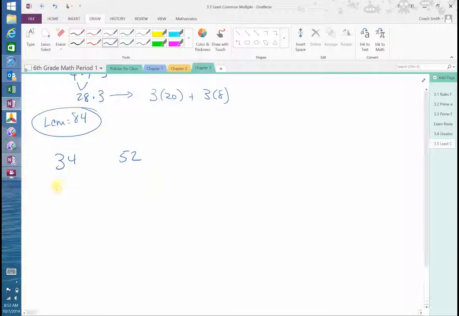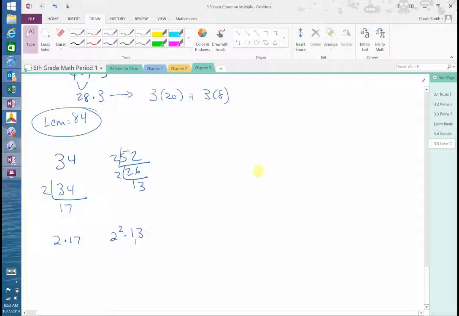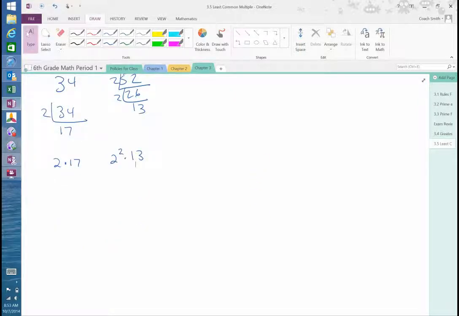Shortcut, we prime factor. 34 is 2 times 17. We prime factor 52. That'd be 2, 26, 2, 13. So 2 to the second times 13. Now, the prime numbers that are used, 2, 13, and 17. Those are the prime factors that are used in either of the prime factorizations. What's the greatest exponent for 2? 2 to the second power. What's the greatest exponent for 13? 1. So 13 to the first power. What's the greatest one of 17? 1.